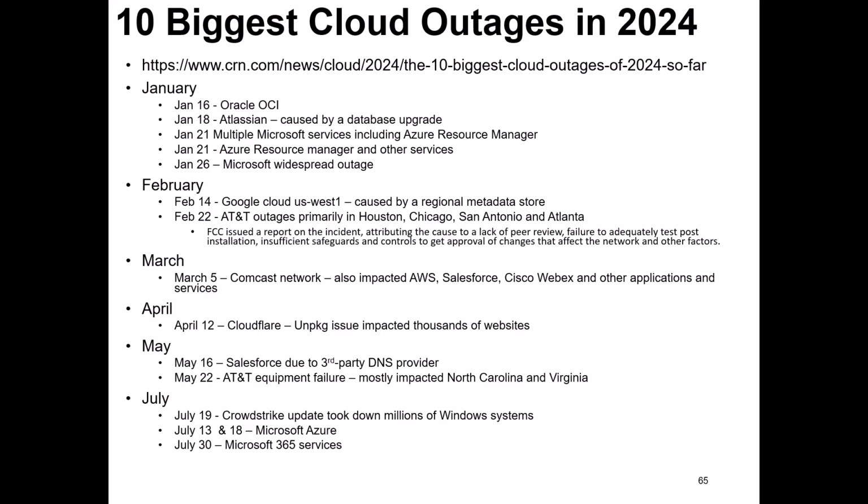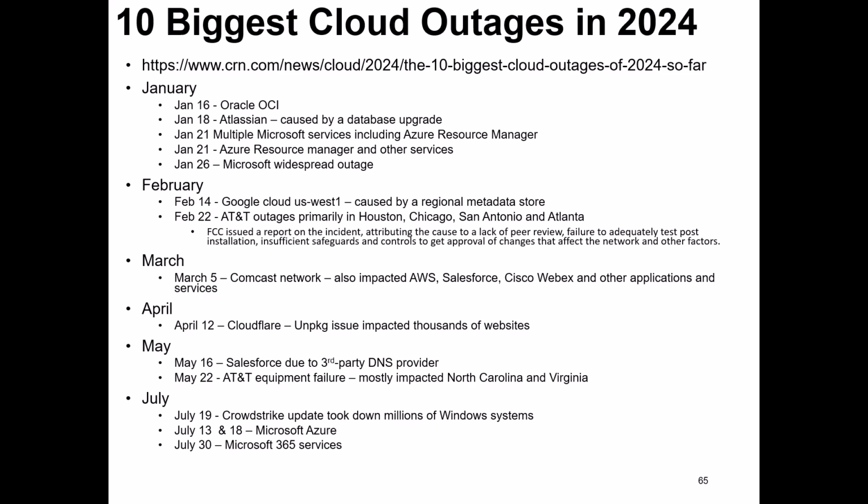CRN published an article called The 10 Biggest Cloud Outages of 2024 So Far, and this came out in late July. As you can see, there's been a significant number of them. One with Oracle, and quite a few Microsoft outages. In February, Google Cloud went down. There was a big AT&T outage in February and another one in May.